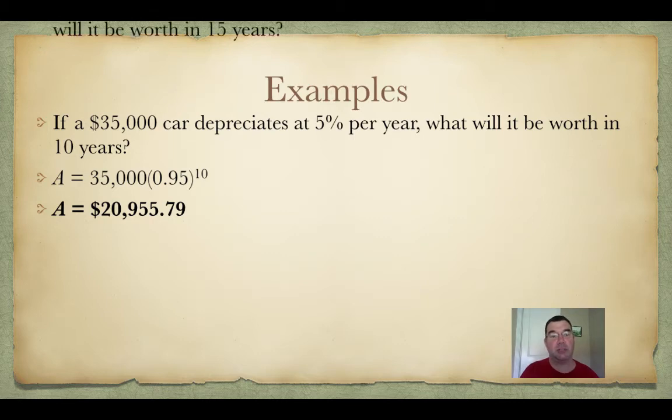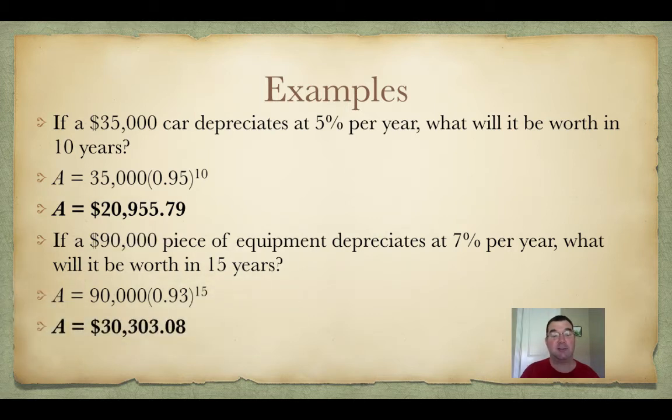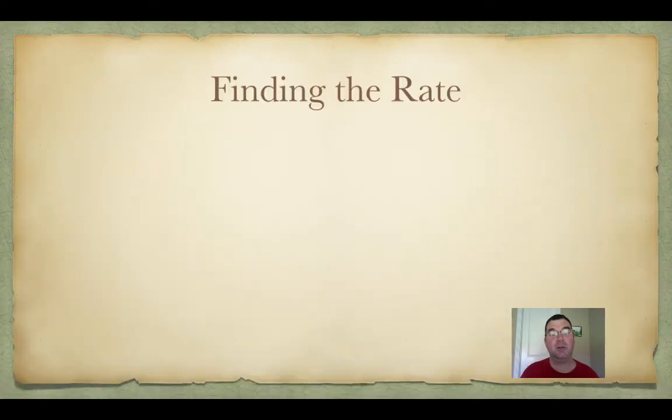That's order of operations. The second example is I have a $90,000 piece of equipment. It depreciates at 7% per year, and I want to know what it will be worth in 15 years. So I take 90,000 and I multiply it by 93% to the 15, and that gives me $30,303.08.